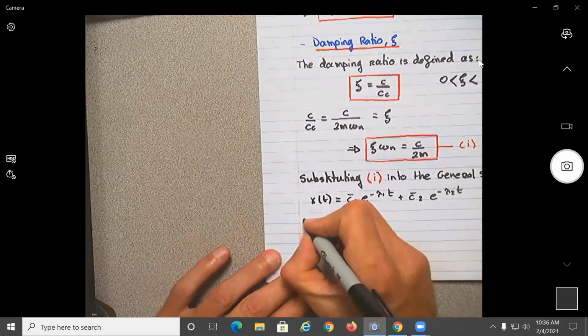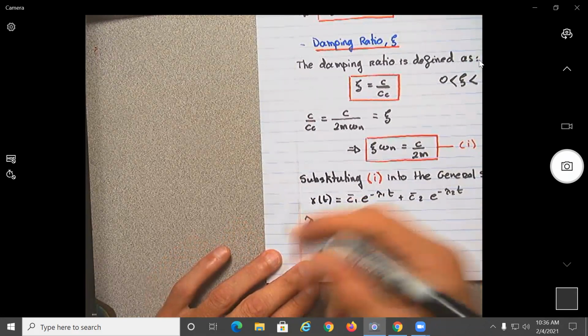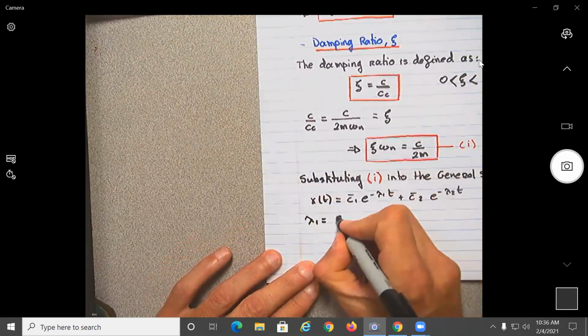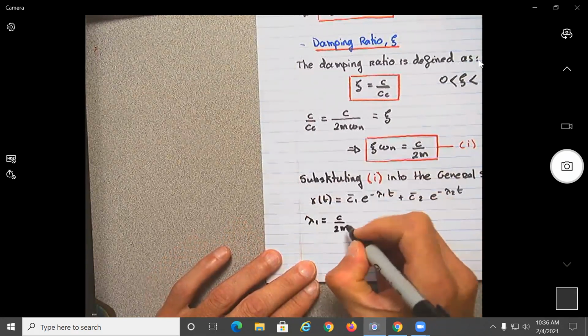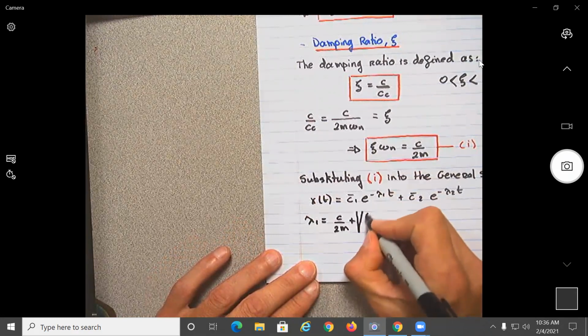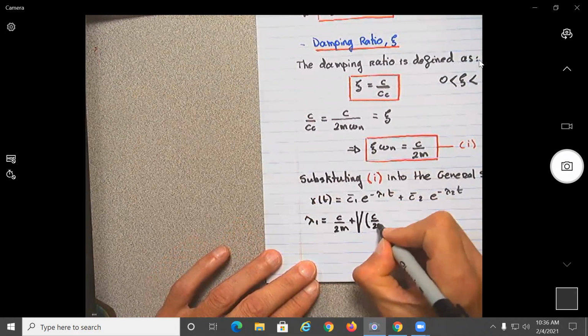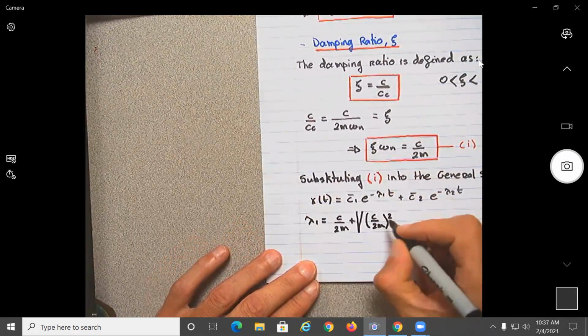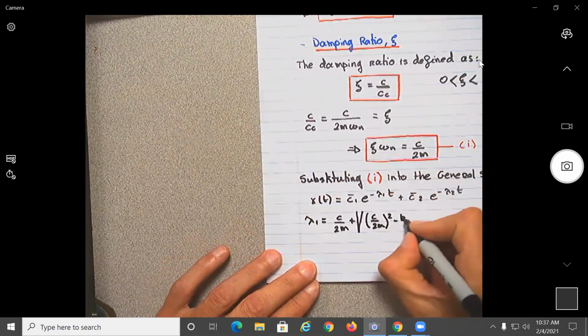So we had lambda 1, let's do it here, was equal to C over 2m plus square root of C over 2m squared minus k over m.